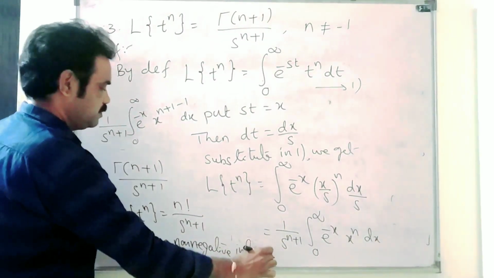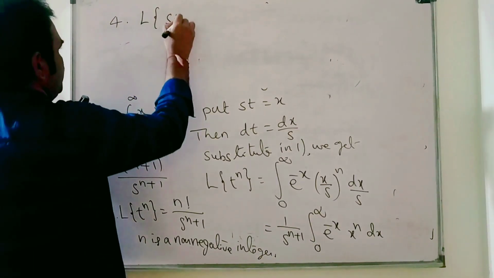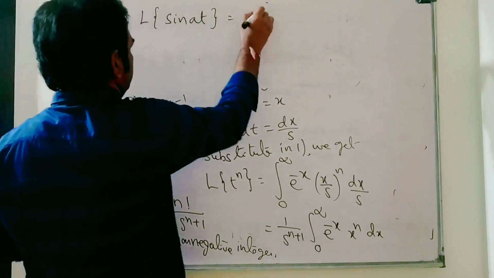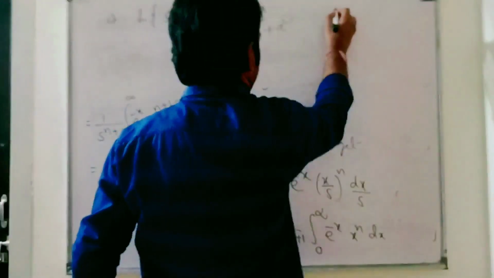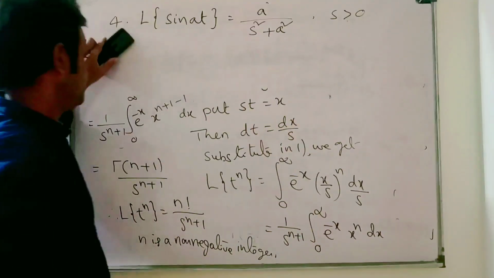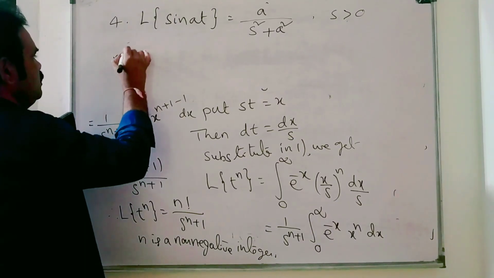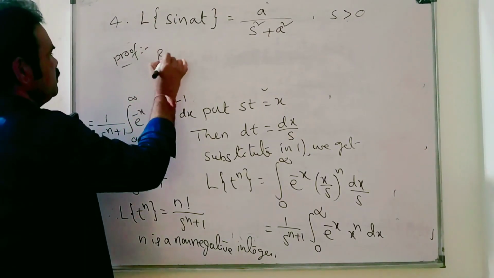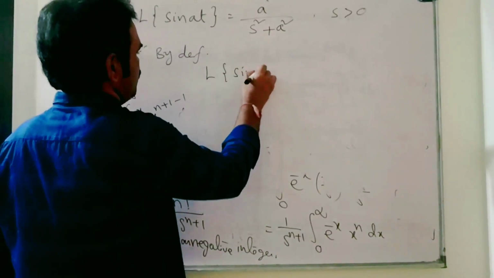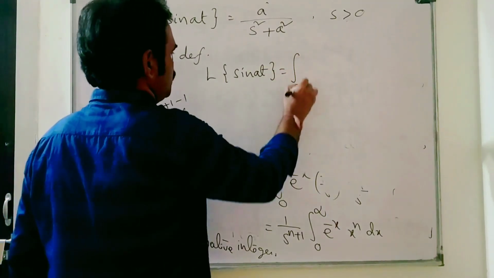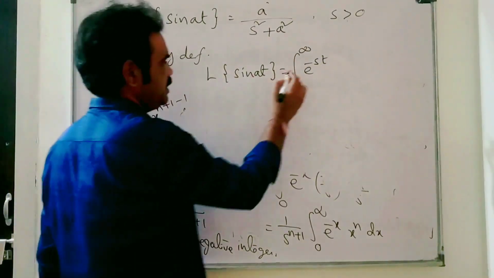L of sin at is equal to a by s square plus a square, s greater than 0. You can easily prove this by definition. L of sin at is integral 0 to infinity e power minus st into f of t. Here f of t is sin at.